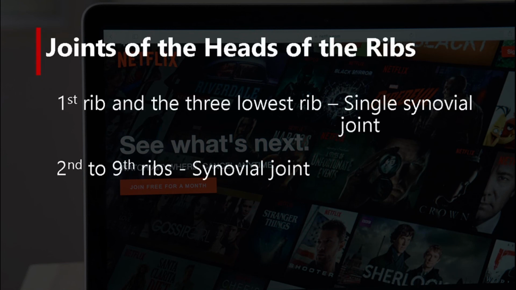Next will be the joint of the heads and of the ribs. The first rib and the three lowest ribs share a single synovial joint with their respective vertebral bodies. The head articulates with the corresponding vertebral body and the vertebrae above it through a synovial joint for the second to 9th ribs.